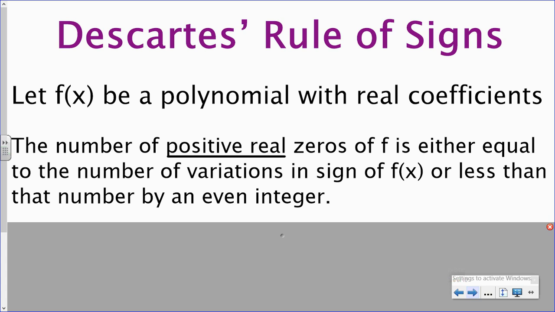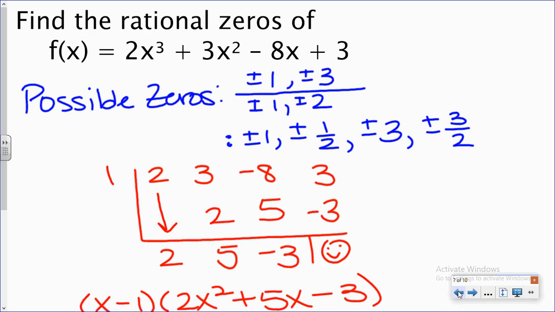Okay? Now, it says the number of positive real zeros is equal to the number of variations in sign or less than by any even integer. So by sign variation, it means this. Like this goes from positive to positive, that does not vary. But going from positive to a negative term, that's a variation. And negative to positive, that's a variation. Okay? So this one has two sign variations.